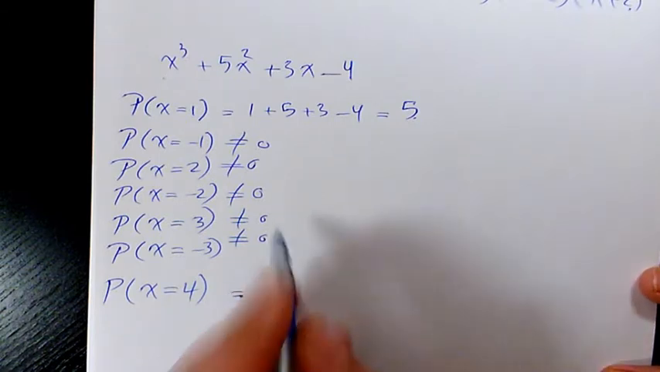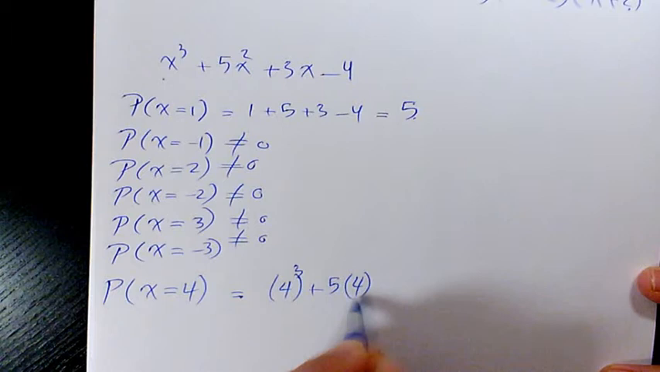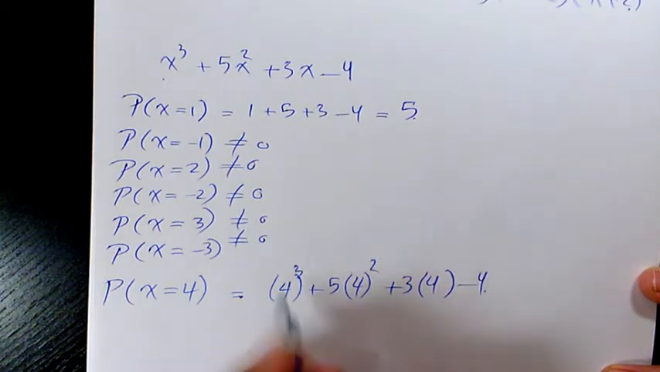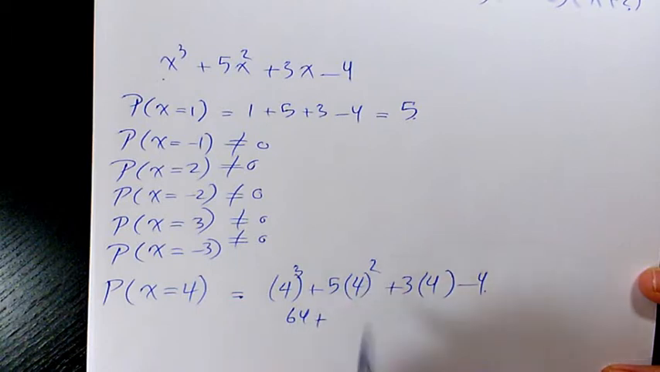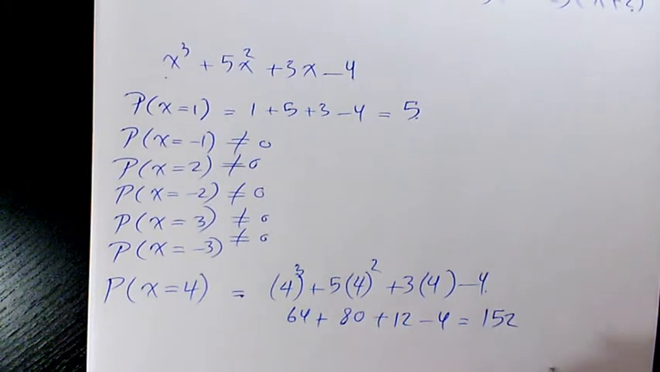Let's see that. So it's going to be 4 cubed plus 5 times 4 squared plus 3 times 4 minus 4. 4 cubed is 64. 4 squared is 16 times 5 is going to be 80, plus 12 minus 4. So as you see here, it's going to be a really large number. So it's going to be 64 plus 80 plus 12 minus 4, which is going to be 152.